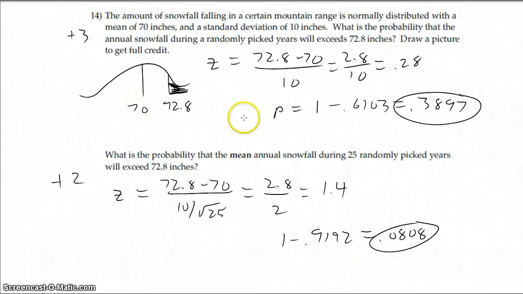14, this is snowfall. Find the area above. So we find a z-score of 0.28. And if you look that up, that's 0.61. That's below. But we want to find the area to the right, so we subtract that from 1, and we get 0.3897 to the right. And that says, what's the probability of the average for 25 years? So this is a central limit theorem problem. So we find the difference, but the standard deviation is much smaller now. So we get 1.4. Look up that. That's 0.9192. Again, subtract from 1. That gives us the area to the right. It's about an 8% chance. So much less probable that the group mean for 25 years would be above that.